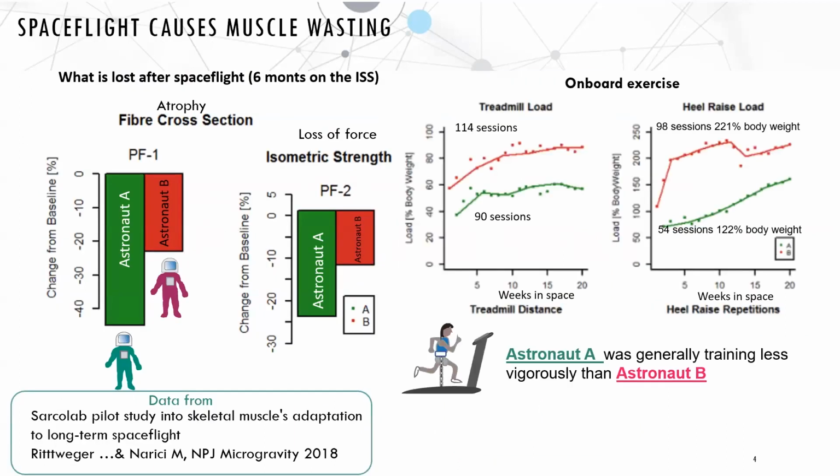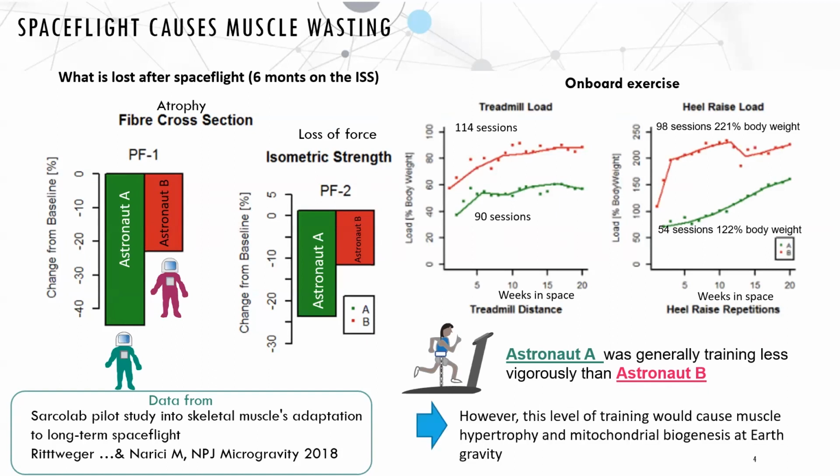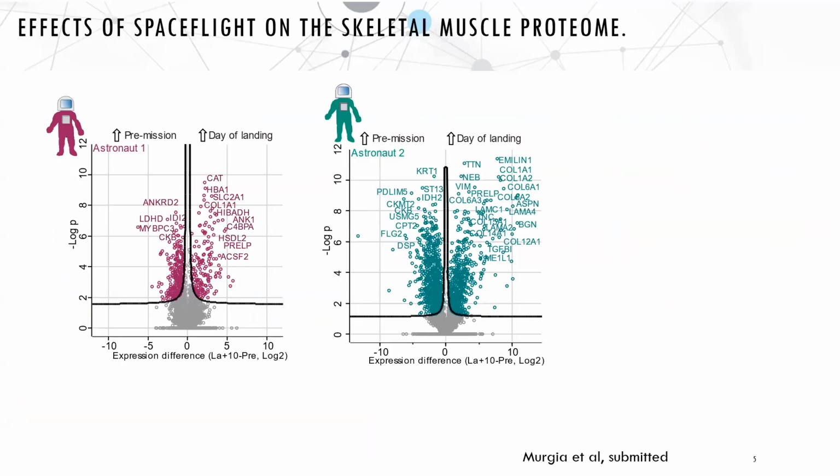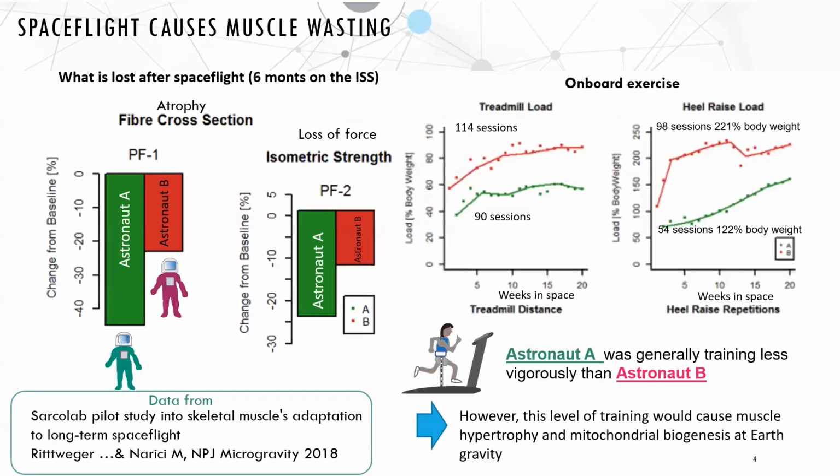You can see that the green astronaut was comparably inactive with respect to the red astronaut, who was training more at a higher load. But I sympathize with the green one, because to be honest, on Earth, this amount of exercise would be more than enough to cause muscle hypertrophy and definitely mitochondrial biogenesis with 1g gravity. But sadly, this is absolutely not what happens in space, and I will show you.